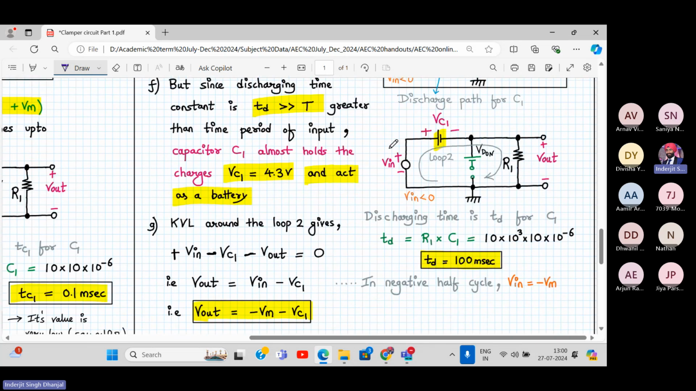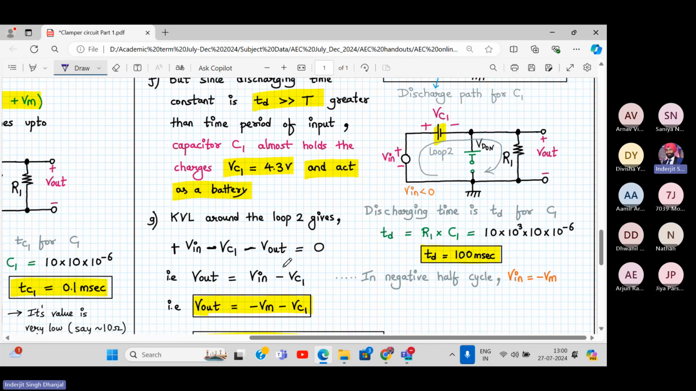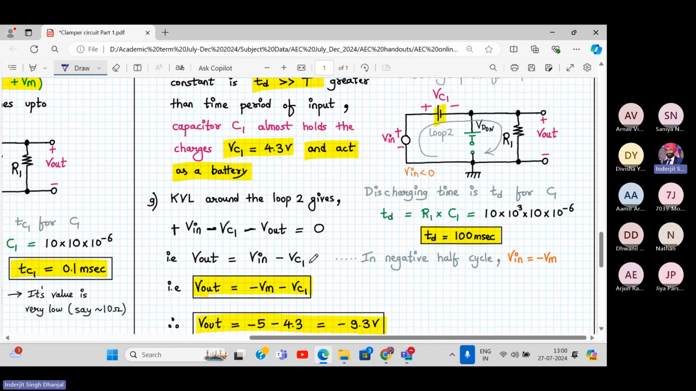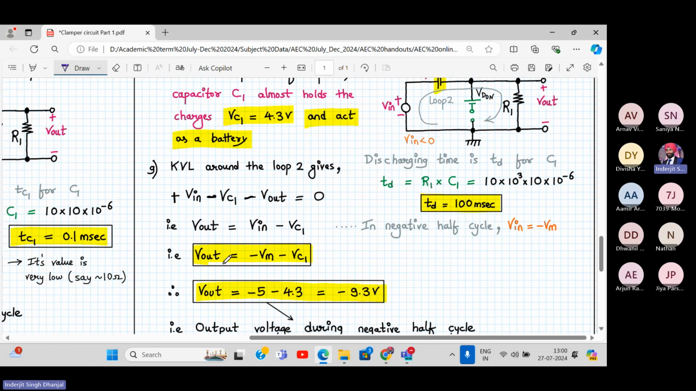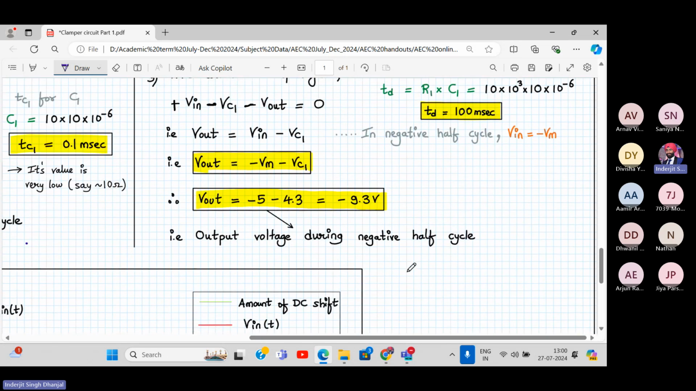We'll go V in minus VC1 minus V out is equal to 0. So what will be the output? V in minus VC1. So it will hold the charge, right? The capacitor will hold that charge and will not discharge. It will remain at 4.3 volt only because the discharging time period is very, very long. So the output voltage will be minus Vm minus VC1. Minus Vm is minus 5, minus 4.3, which is minus 9.3 volt. So the output during the negative half cycle is minus 9.3.